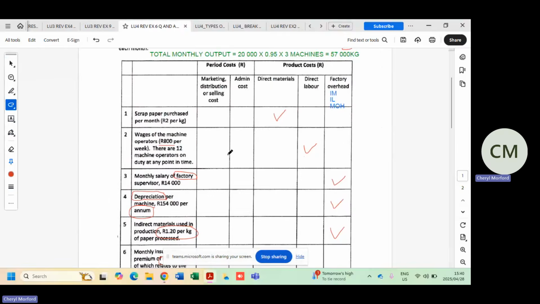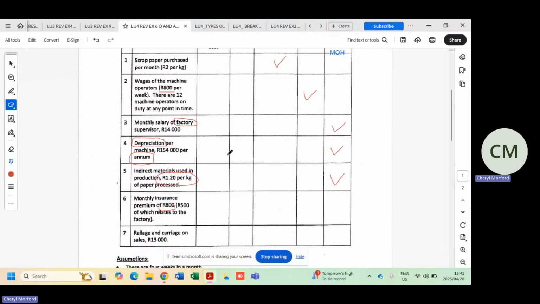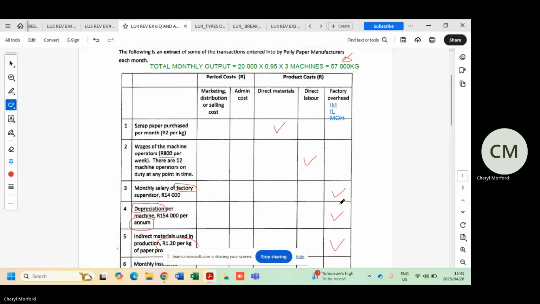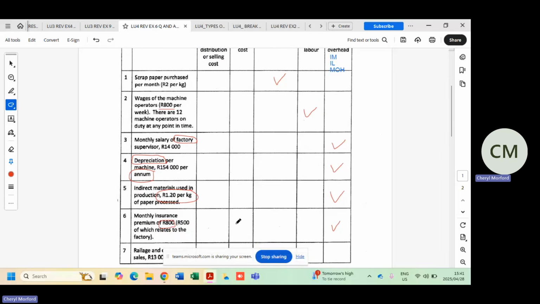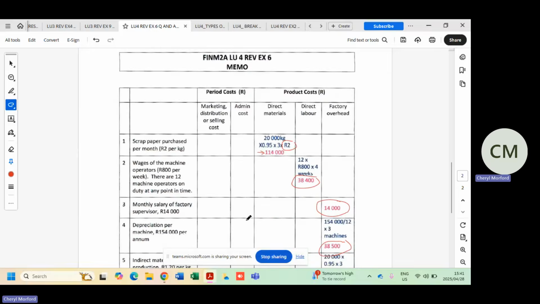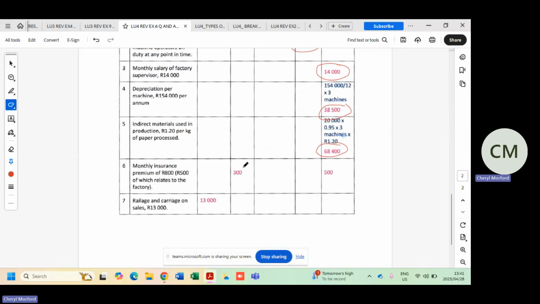So let's start first of all. The 500 Rand for the factory is going to go over here. It's a manufacturing overhead. But the other 300 is going to be for the office. So therefore, it's going to be a period cost and an admin cost. So it will go there. Let me show you. Here's the 300 Rand for the office under admin cost. And here is the other 500 for the factory under factory overheads.